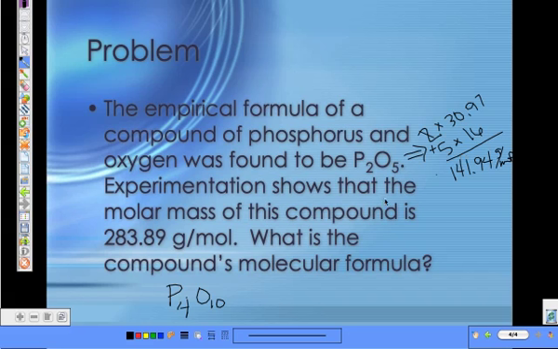What is that? This is a 2. That's a 2. Yeah, it messed up, and sometimes it just puts a random line places. So it's 2 times 30.97, right, because we have 2 phosphorus, plus 5 times 16.